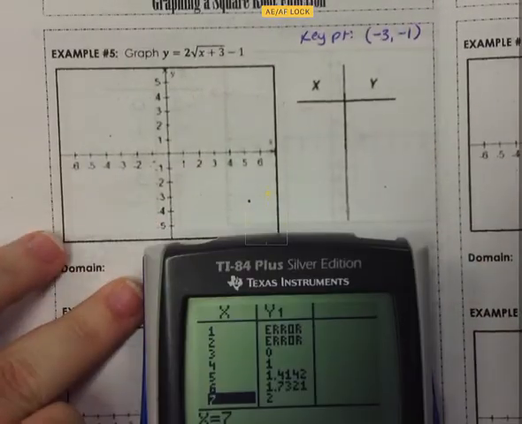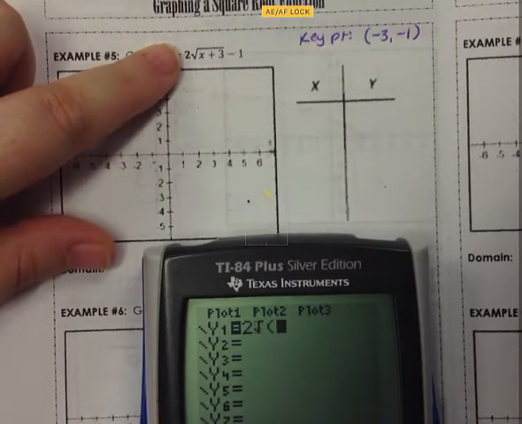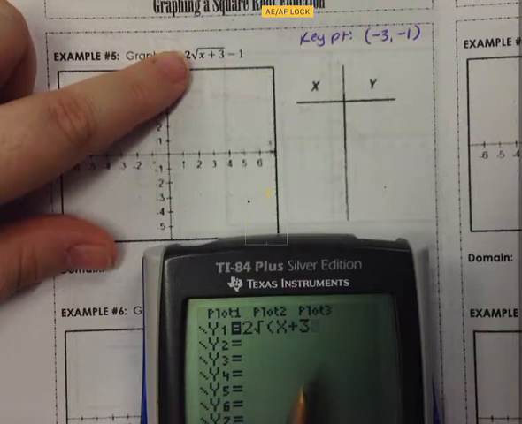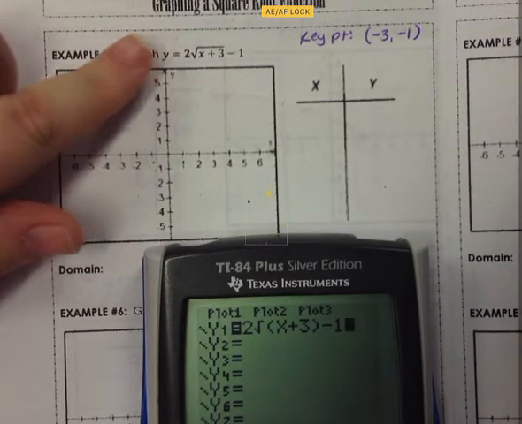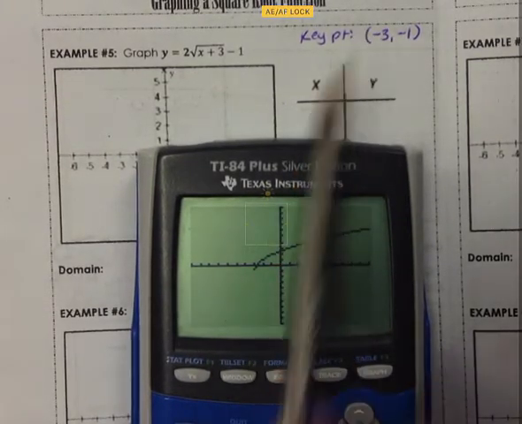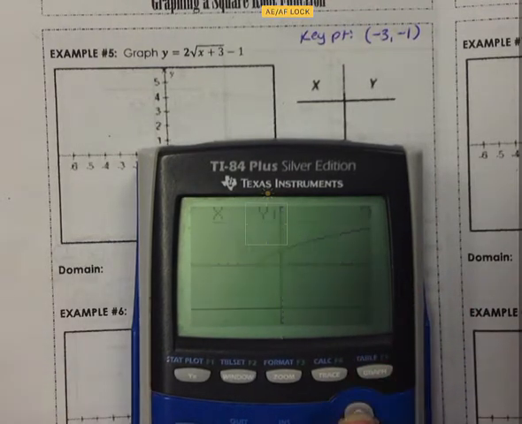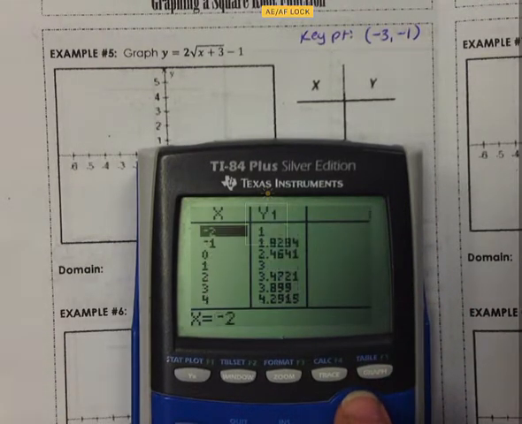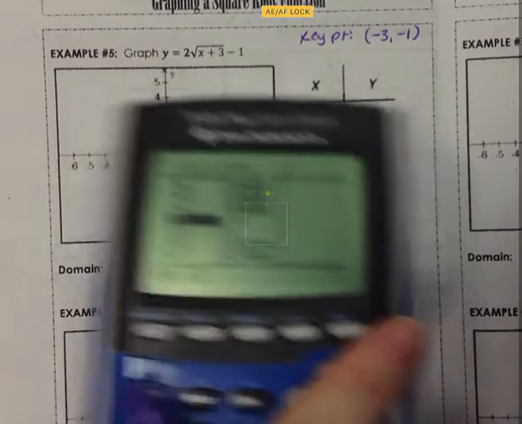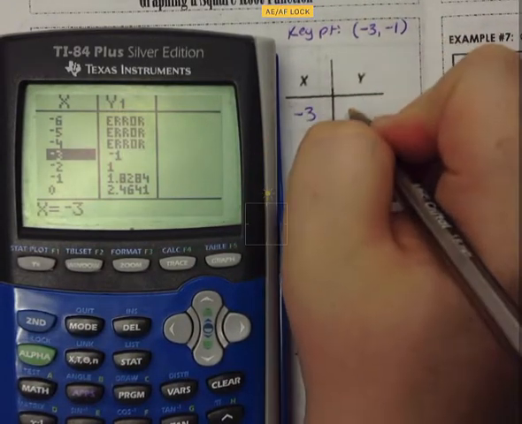So if we were to graph this, we go to our y equals, and we have to type this in exactly as you see it. So the 2 square root of x plus 3, they're inside the parentheses. So I have to close my parentheses and then minus 1. We're going to graph this. There's what it looks like. So we can see that negative 3, negative 1 looks like where it's starting from. So we got to get coordinates. So second table. I'm going to go to the negative 3, negative 1, and everything else is an error, so that makes sense. So our coordinates, we're going to do negative 3, negative 1 is our first coordinate.